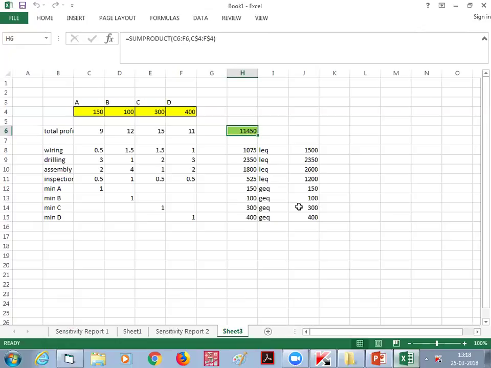Exact, because see, our minimum requirements were exactly these, right? 150 for A, 100 for B, 300 and 400. And we're producing exactly that much. So that is why it's peculiar, because minimum requirement is minimum requirement. If something is more profitable than that, then we may want to produce more of that. But we're producing just the minimum requirements. That's what is peculiar. That's what doesn't seem to be correct.